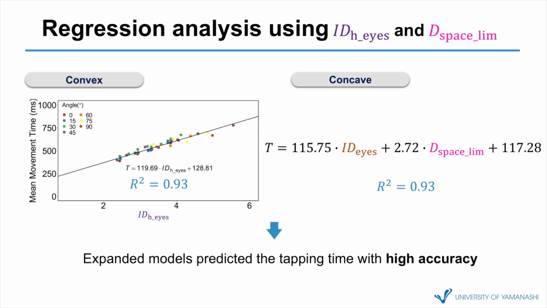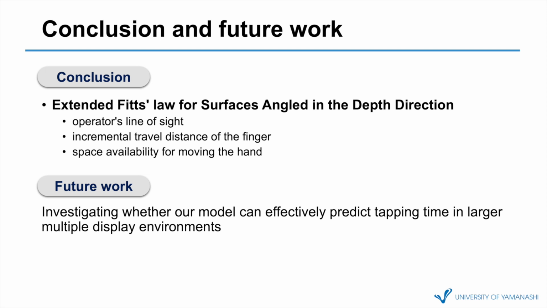The results of the regression analysis suggested that the expanded model achieved an improved accuracy for both convex and concave configurations. In this study, we extended Fitts law for surfaces angled in the depth direction by considering the operator's line of sight and hand motion.